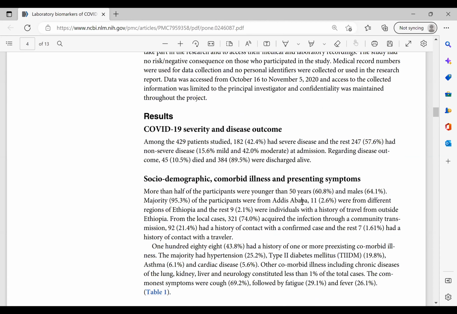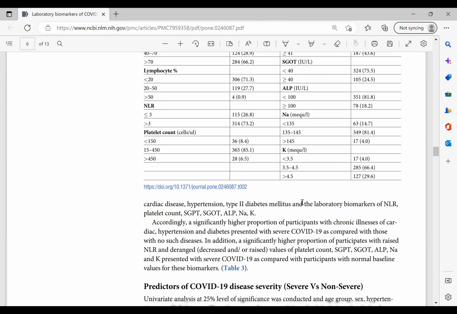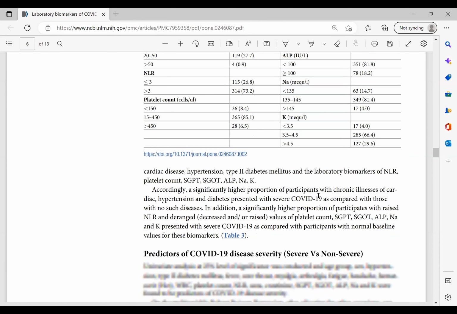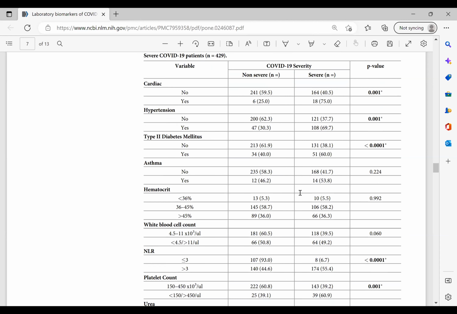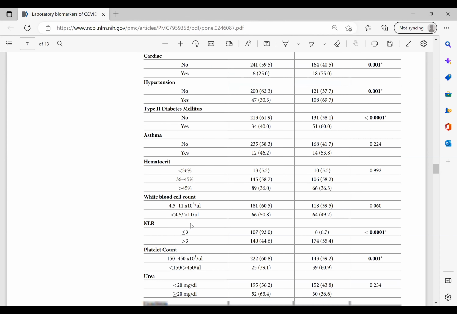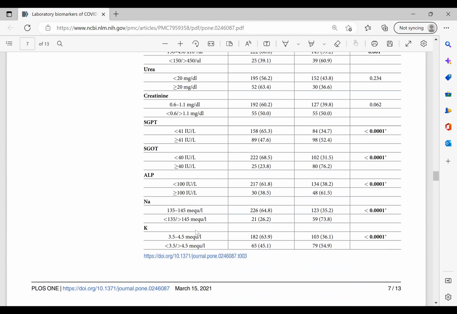I'm sorry, on the publication, the tables and the narrations don't come side by side. So the second level of analysis is comparative analysis. We did a comparative analysis based on the COVID-19 severity, so we have severe and non-severe groups, and we tried to see if these groups had a significant difference based on their study variable characteristics. So we have compared them based on their morbid illness and their laboratory values, and have tried to understand if there's a significant difference.